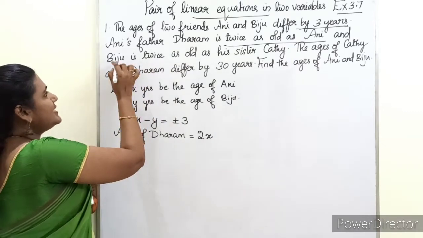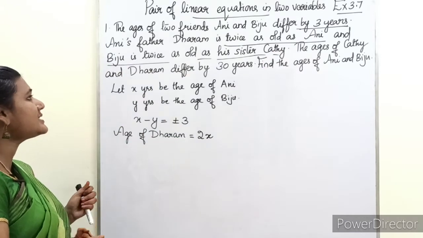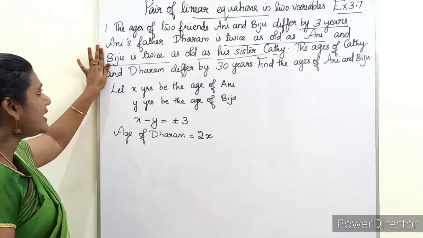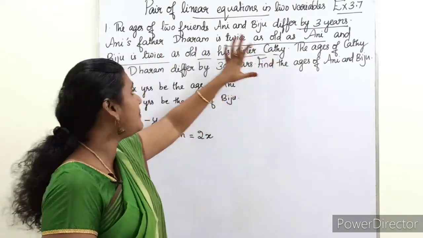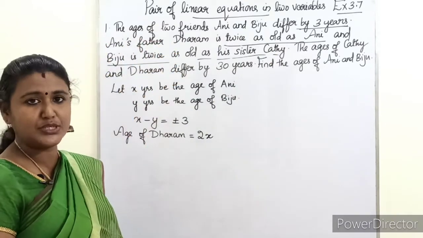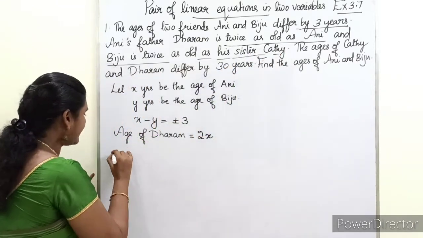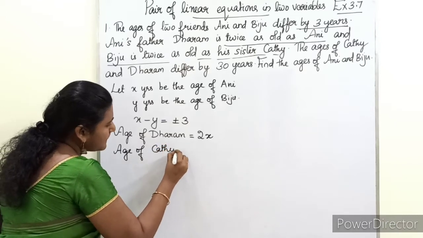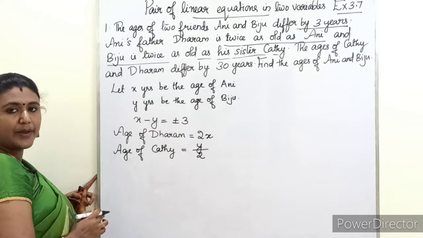And Biju is twice as old as his sister Kathy. So how to find Kathy's age? It is given that Biju is twice as old as his sister, so Kathy's age will be half of the age of Biju. So from this sentence we can find out the age of Kathy. The age of Kathy will be half of the age of Biju, that is Y by 2.